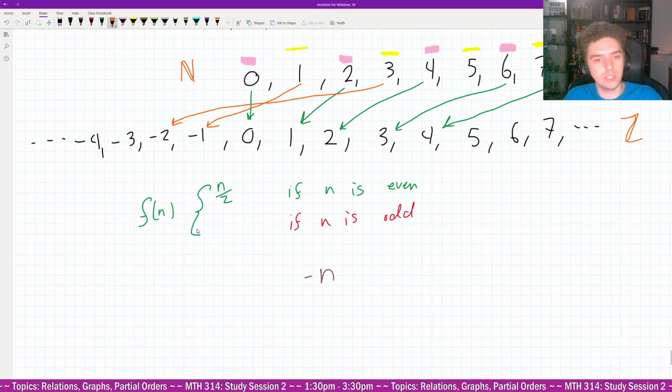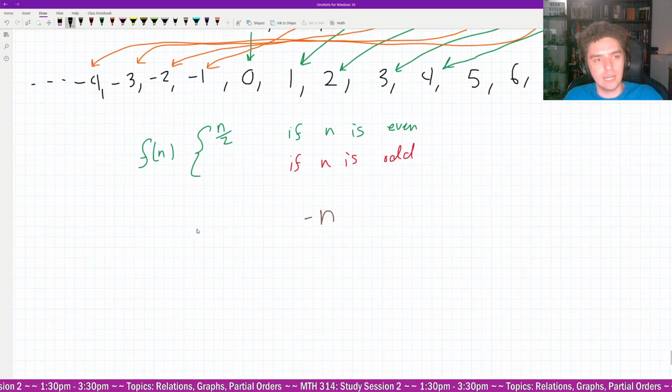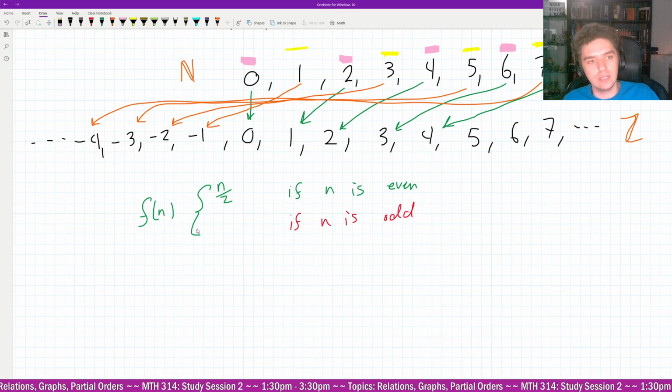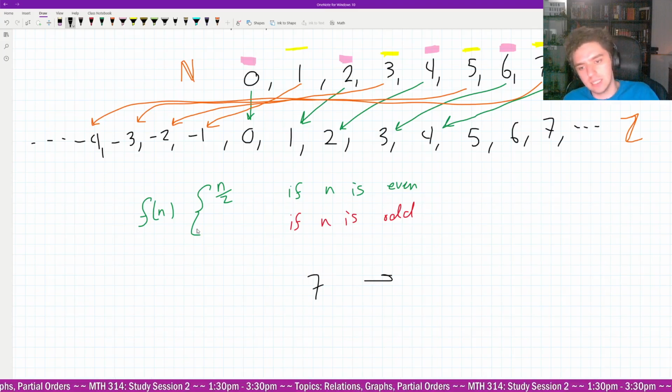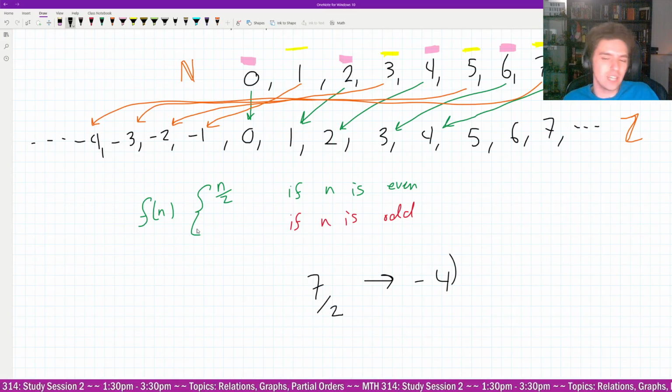So we have 1 to -1, 3 to -2, 5 to -3, 7 to -4, and so on. And so what you're doing is, 1 to -1, it's a little hard to see what's happening there. 7 to -4, what you're doing, right? Well, 7 over 2 is almost 4.